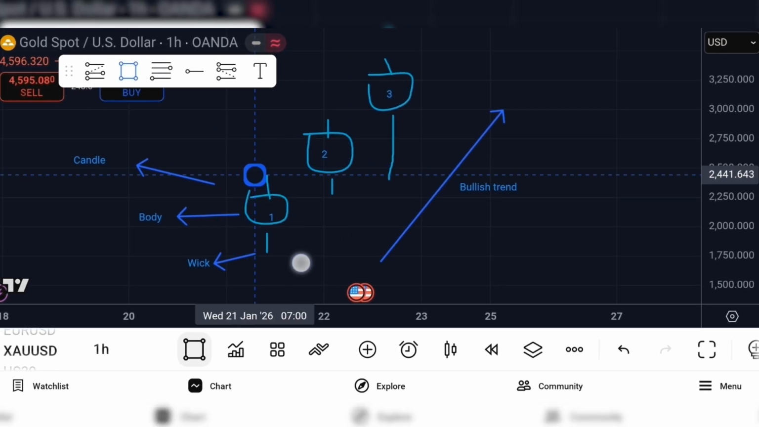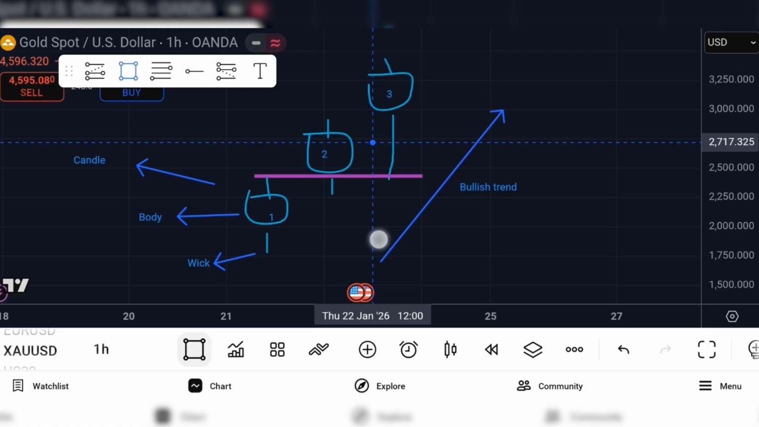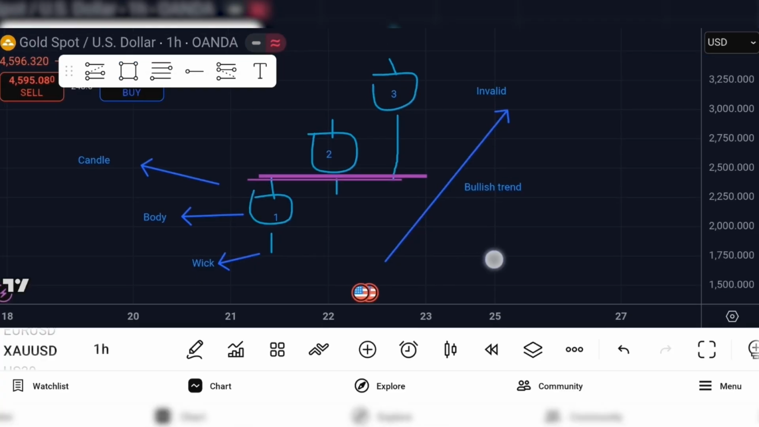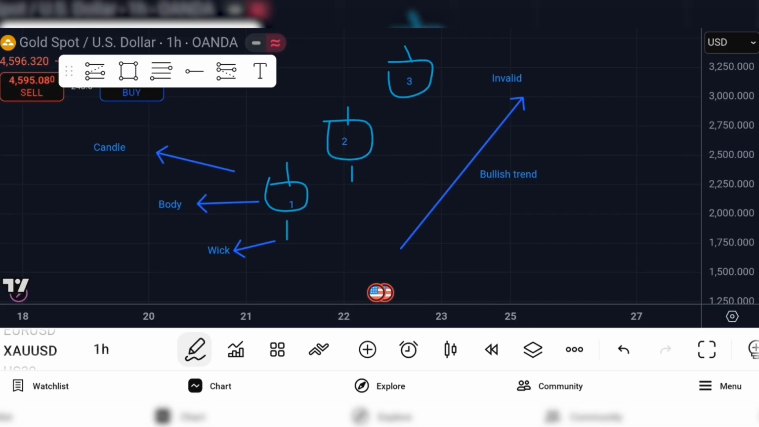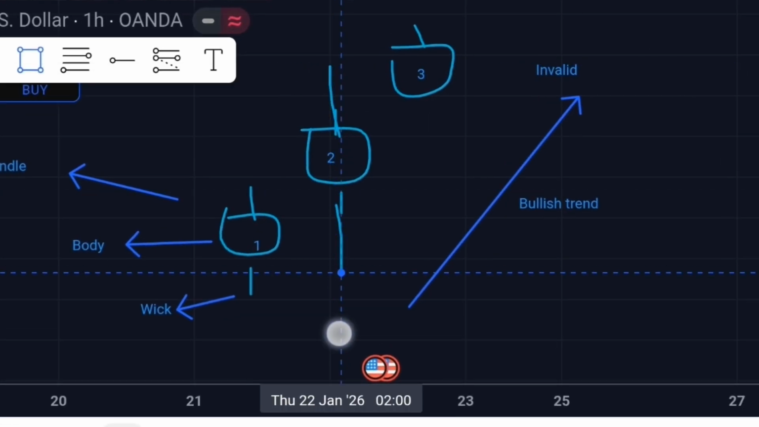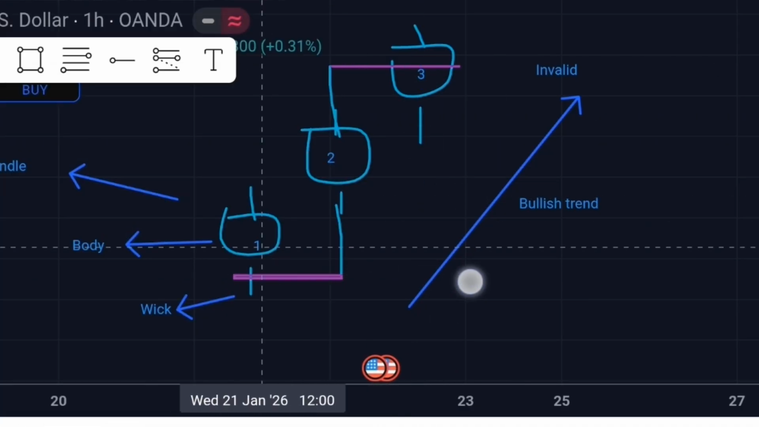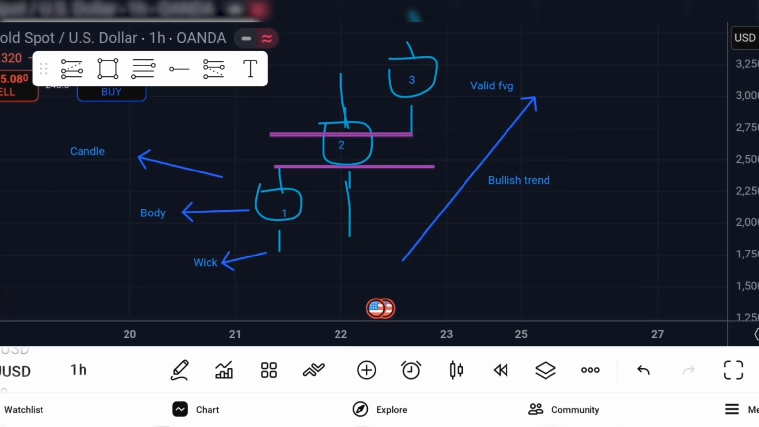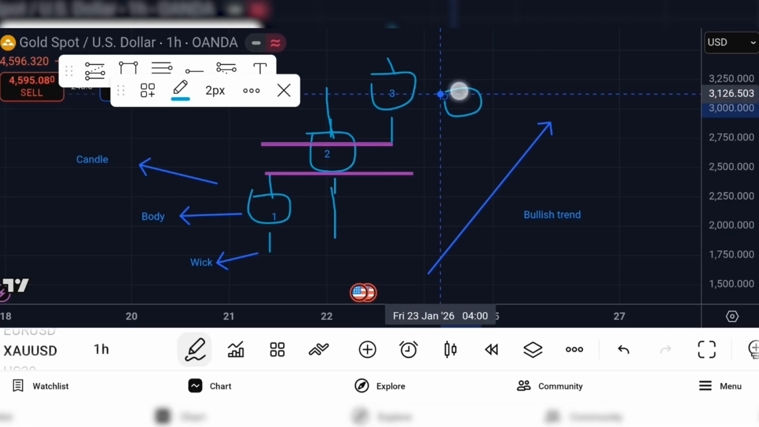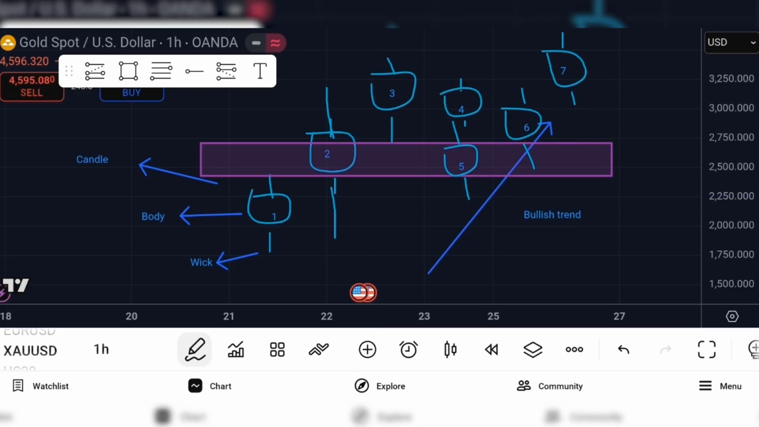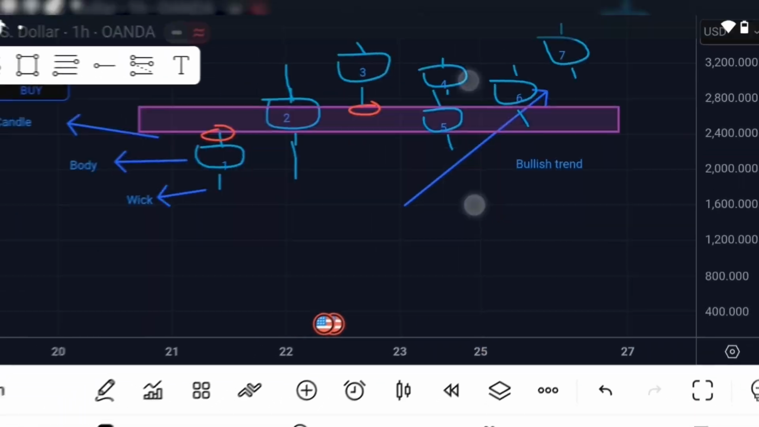If you draw the line from the first candle to the third candle and the wicks overlap and touch, that is an invalid fair value gap. The second candle is always ignored. So it doesn't matter if the wicks are long or short, it's always ignored. Now, once you've identified the fair value gap, all you have to do is wait for price to come back into the fair value gap and continue up in order for you to enter.